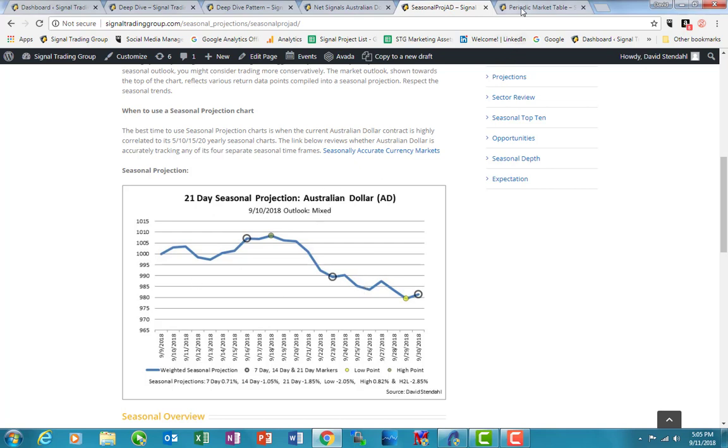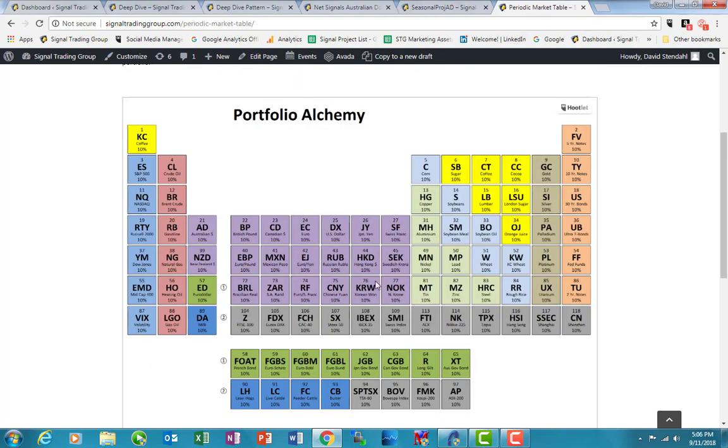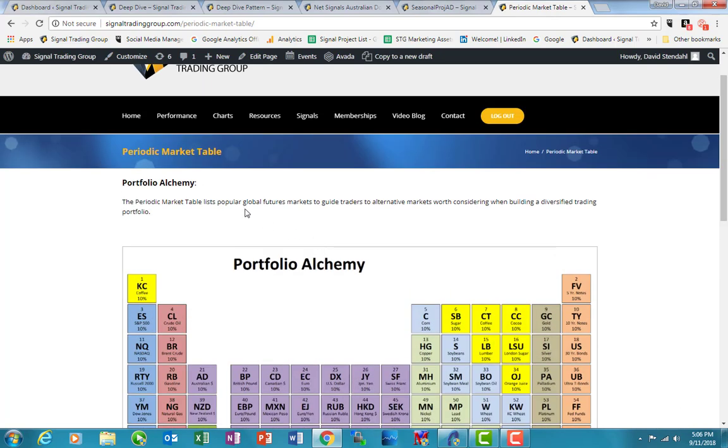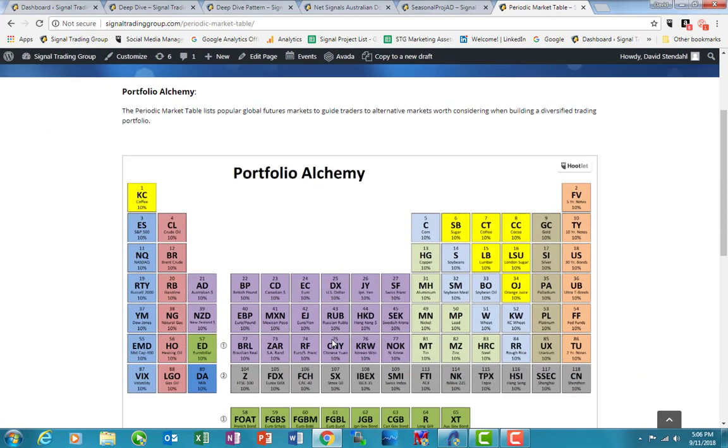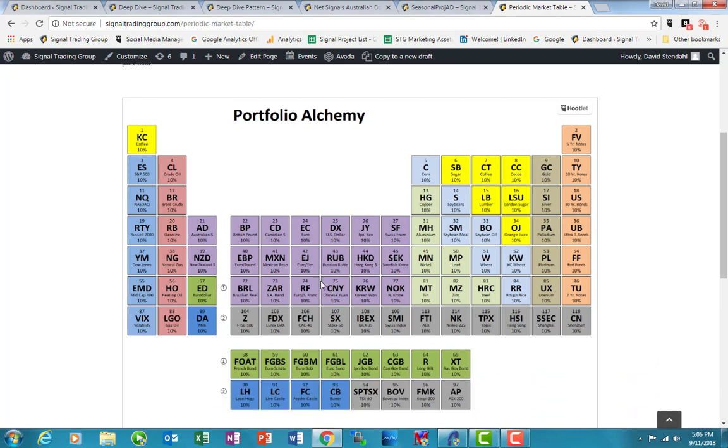The other thing, just in closing here, I haven't added this to the menu system, but I get a lot of questions on other markets. I used to run a CTA and we used to trade a lot of different markets. So what I put together was an update to what I term my periodic market table. It's like the elements in the periodic table, but in this case, we are exchanging the elements for different markets.